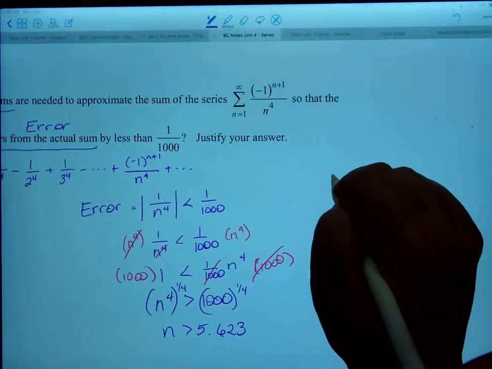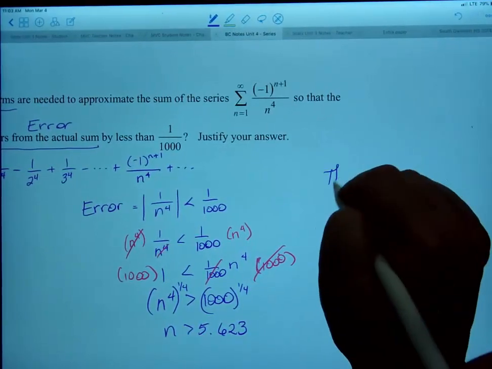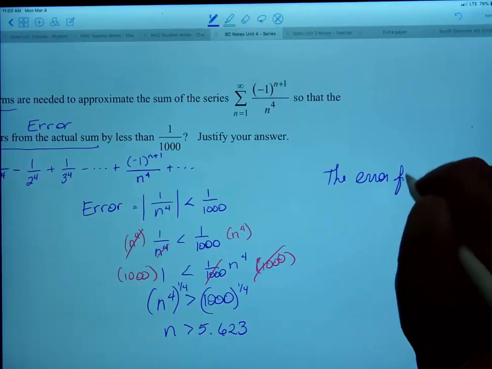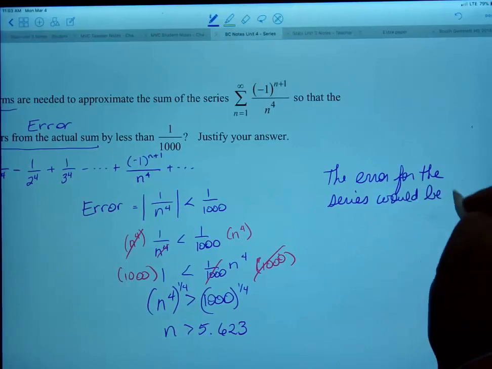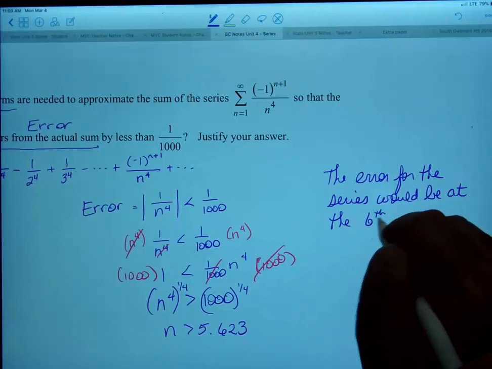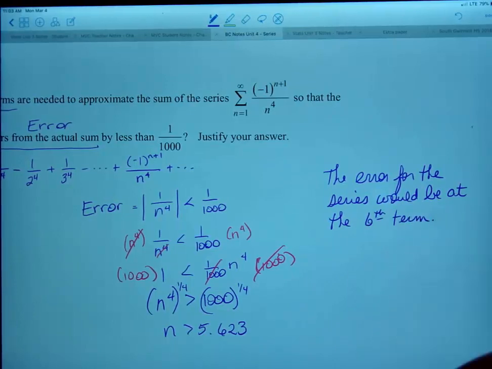I meant to write: the error for the series would be at the 6th term. Does that make sense to everybody? Yeah. Is that what the question was asking me, where the error is? Not exactly. What did it say at the beginning? How many terms do you need to add up? So if the 6th term is the error, how many terms should I add up? 5. Very good.